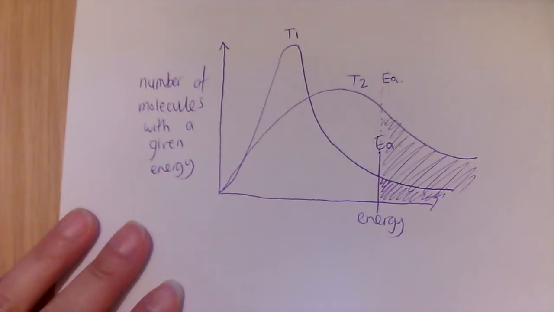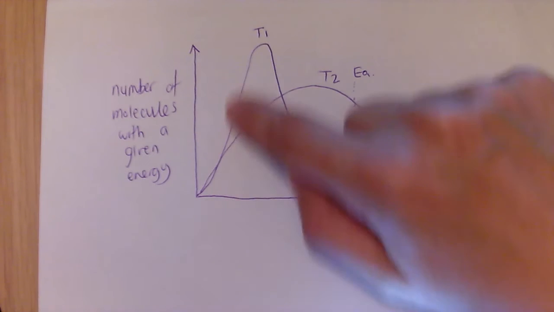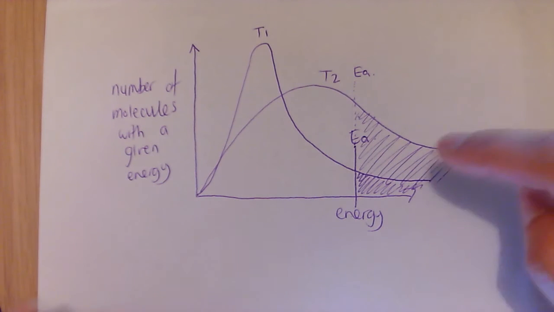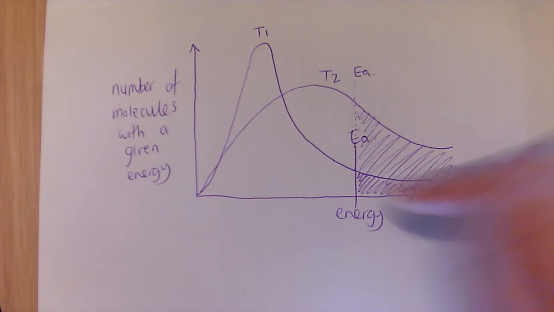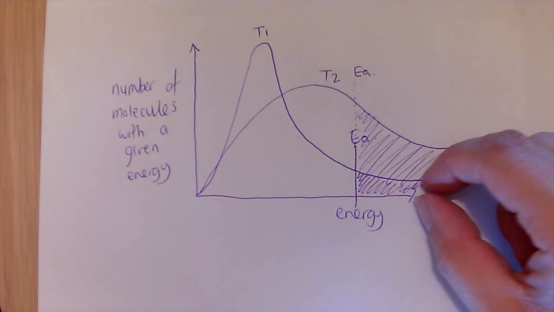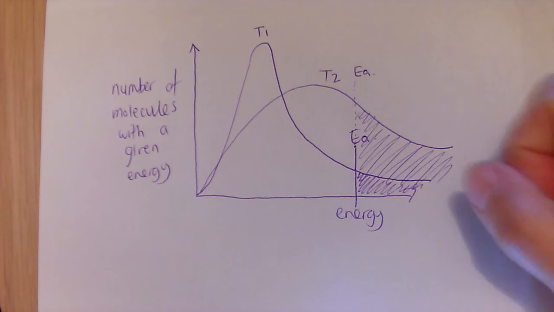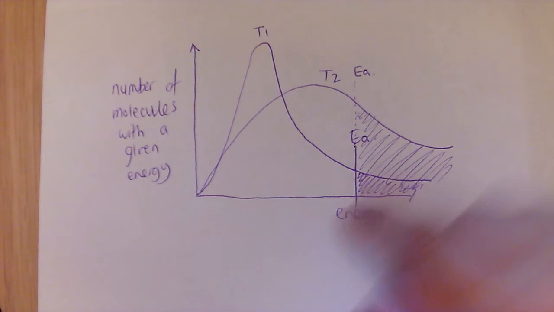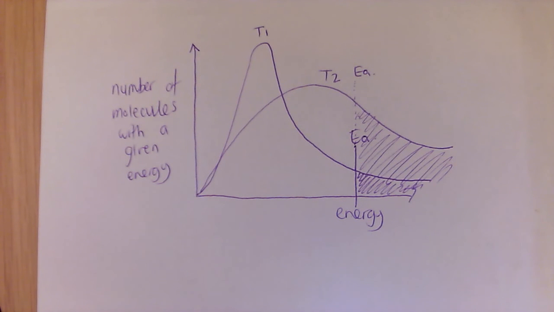So back to this one. T1, as I said, represents the reaction at a lower temperature, say room temperature. And as we said, the activation energy here has only got this tiny proportion of molecules that have got the activation energy or greater. T2, however, represents a higher temperature. Maybe we've heated it up to 50 or 60 degrees.